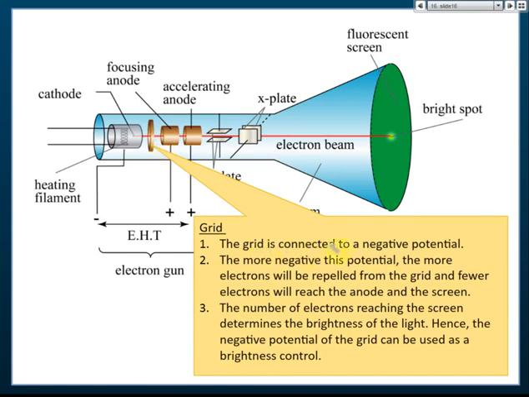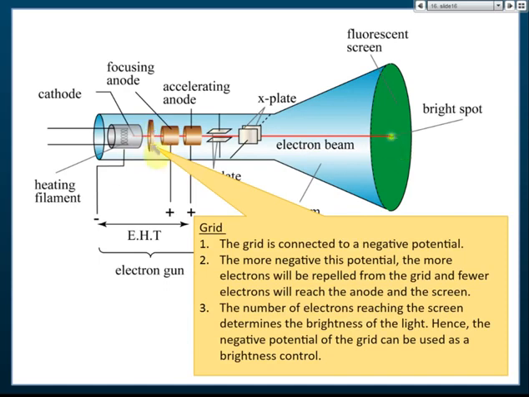Now the grid is connected to a negative potential. Negative potential means that it can repel electrons, because the cathode releases electrons. So we use this to control the amount of electrons that can pass through it. And when we control the amount of electrons, it means we control the brightness. More electrons pass through, then it will produce a brighter spot. If fewer electrons pass through, then it will produce a dimmer spot.